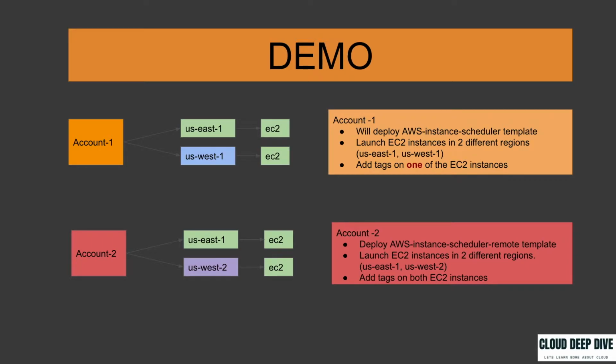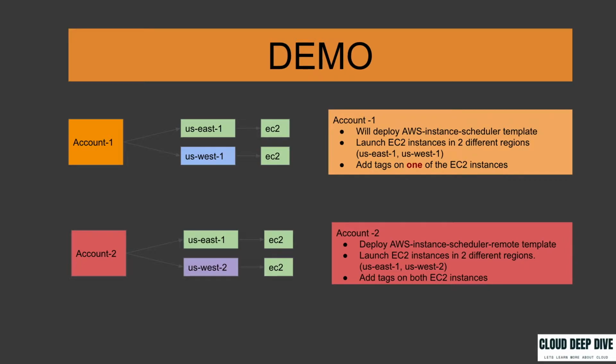To do the demo, we need to do a little bit of setup. So our setup will look like that. We will be using two different accounts, account 1 and account 2. We will use account 1 as a master account from where we control account 2 schedules, like EC2 instances to start and stop. We will be controlling it from account 1.